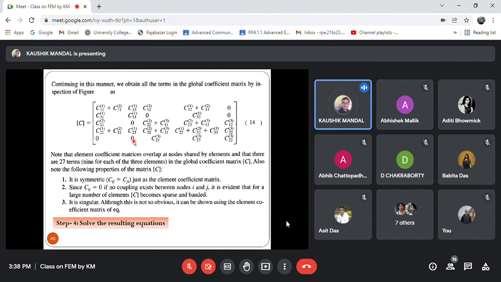Now, you have to basically concentrate on the numbering system. There are two types of numbering: local numbering and global numbering. Global numbering is basically as per your choice, but the local numbering of the corresponding element, that is the numbering of the nodes of a particular element, should be anti-clockwise. The starting point may be as per your choice, but the numbering will be in the anti-clockwise direction.